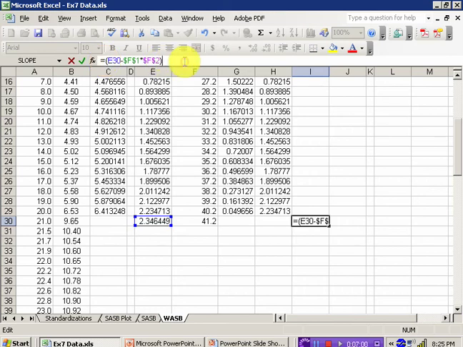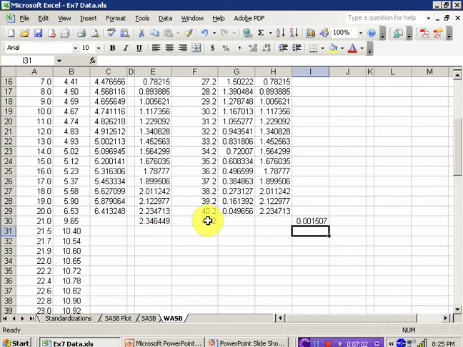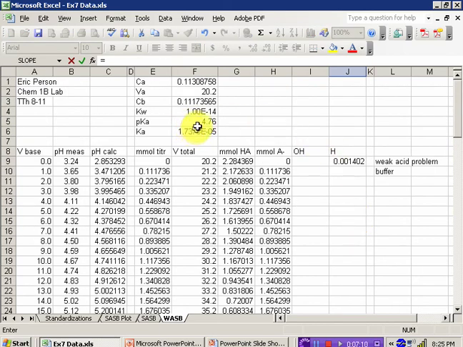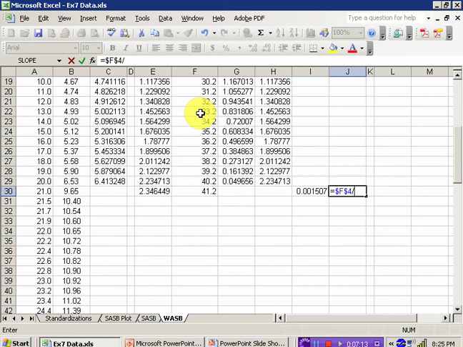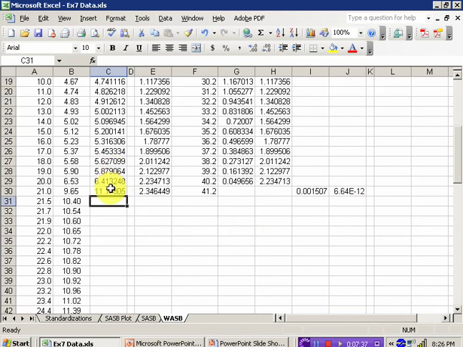To get that to concentration, I'm going to take that whole value, the number of millimoles, and I'm going to divide by the total volume. Okay, and there's the concentration of excess hydroxide. The concentration of hydrogen ion is Kw divided by that concentration of hydroxide. So I've put an absolute cell reference on my Kw, and my hydrogen ion concentration at this stage is 6.6 times 10 to the minus 12. I can get the pH is equal to minus logarithm of that value.